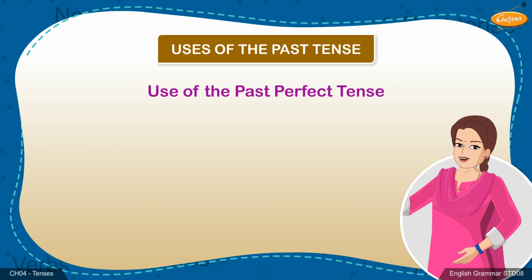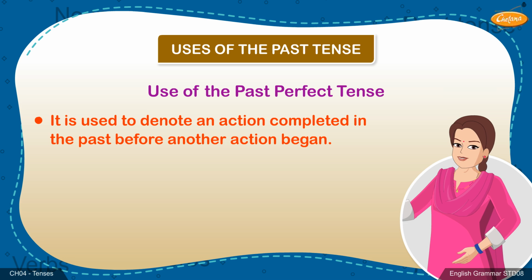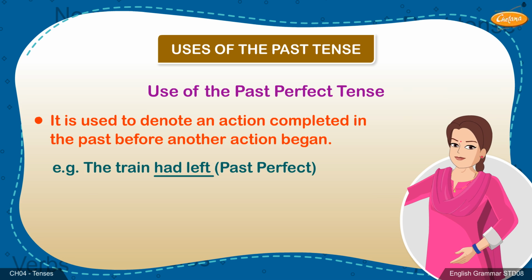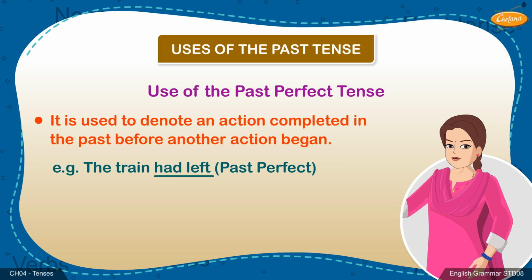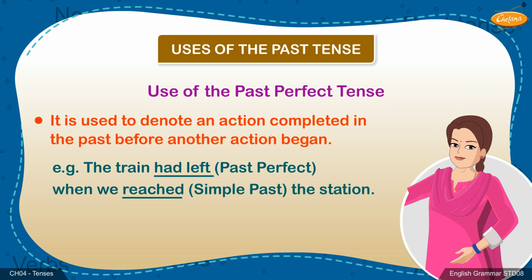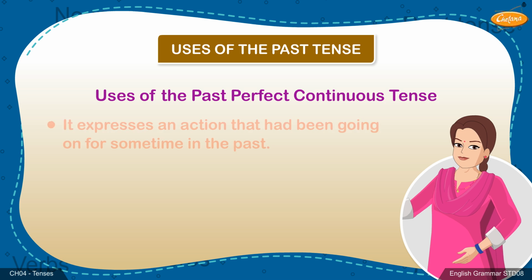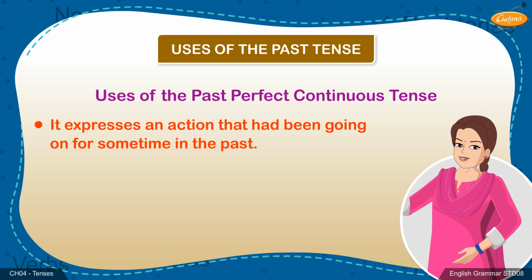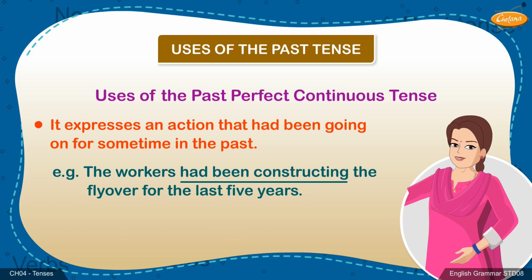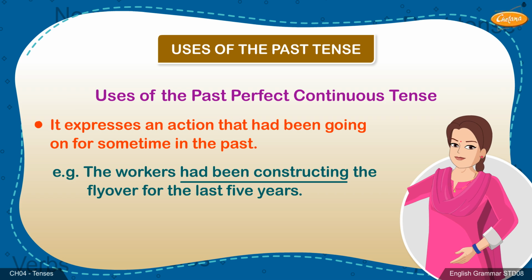3. Use of the past perfect tense. It is used to denote an action completed in the past before another action began. Example, the train had left, past perfect, when we reached, simple past, the station. Uses of the past perfect continuous tense. It expresses an action that had been going on for some time in the past. Example, the workers had been constructing the flyover for the last 5 years.